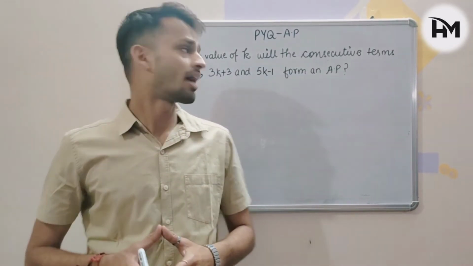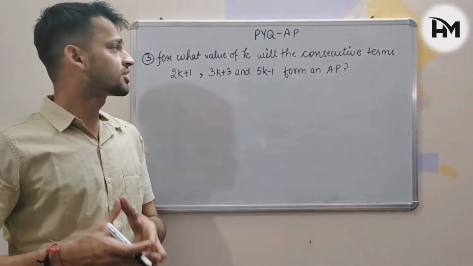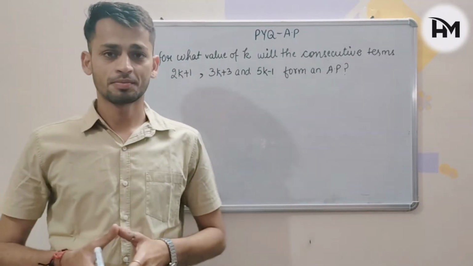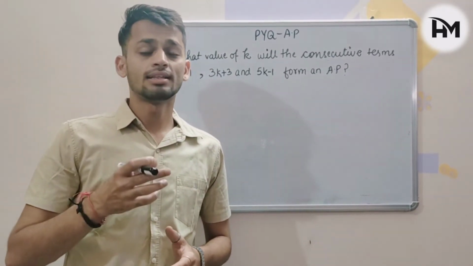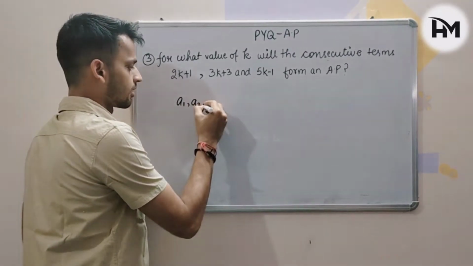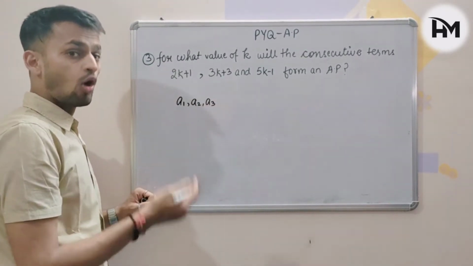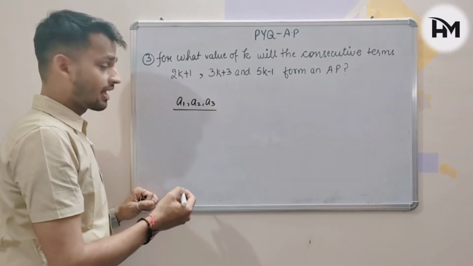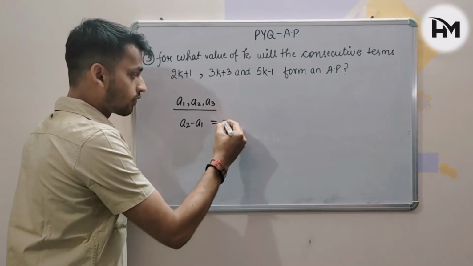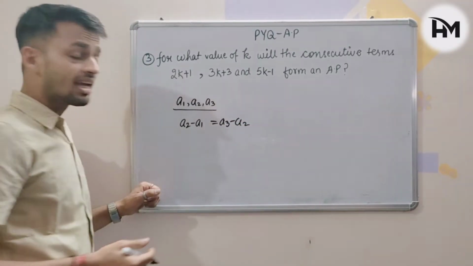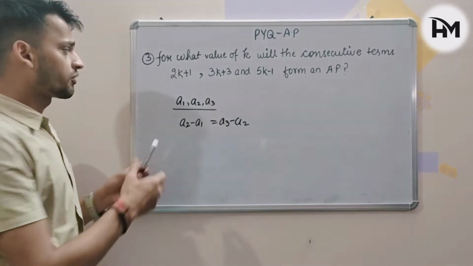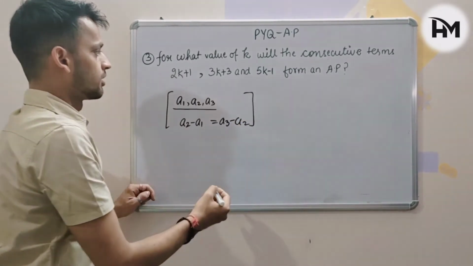So the next question we have is: for what value of k will the consecutive terms 2k plus 1, 3k plus 3 and 5k minus 1 form an AP? If you remember, while discussing the chapter, I told you that if we need to find whether the given terms are in AP or not, we just need to check whether A2 minus A1 is equal to A3 minus A2 or not. If they are equal, then we say that the given terms are in AP, otherwise not. So this is what we have to apply in this question. So let's check it out.